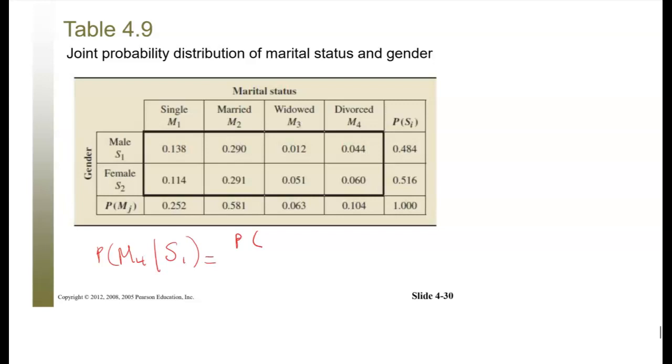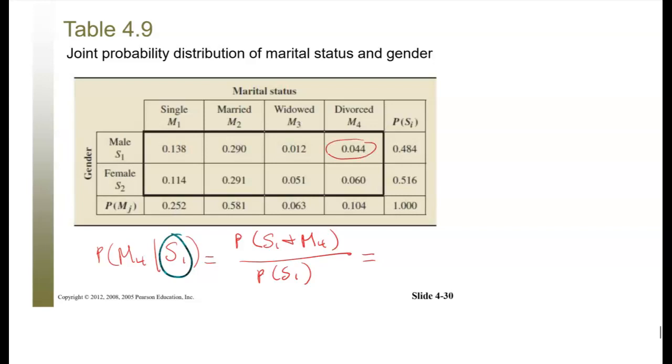So here we have, well, this would be the probability of S1 and M4 divided by, remember, you are always dividing by the condition. And the condition this time is S1. And that's one of the things you need to remember all along: what do you divide by? It's always the number that comes after the bar. It's always the condition.